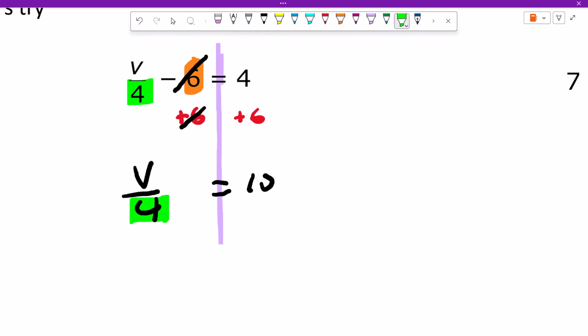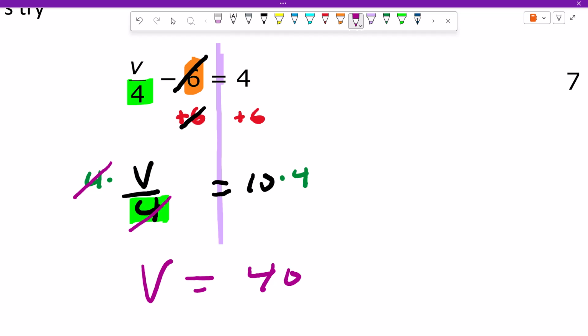Now we have that 4 sitting here. How do we get rid of that 4? Times it. So in between the letter and the 4 is a divide sign. So we do the opposite of divide, which is times. Remember when we do the times, it gets to the top. Times 4 like this. So now we do our canceling. A 4 on the top cancels a 4 on the bottom. So V equals 40.